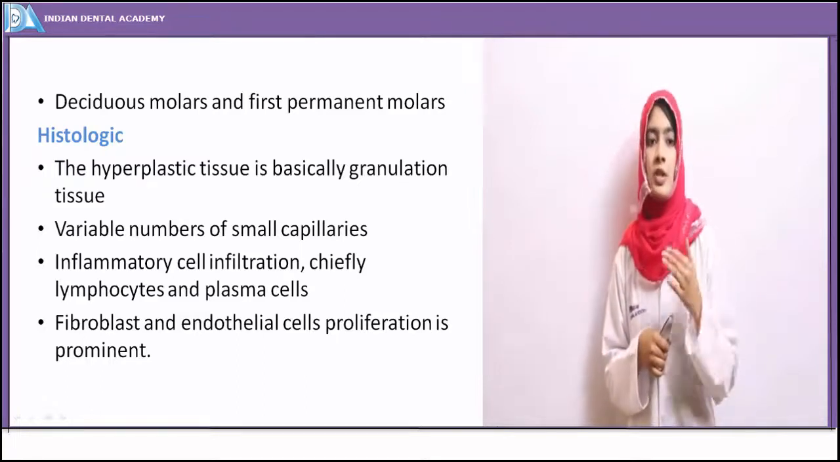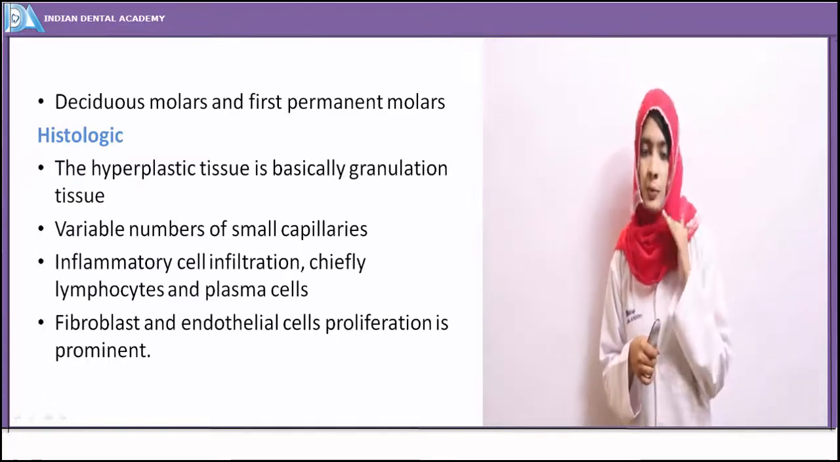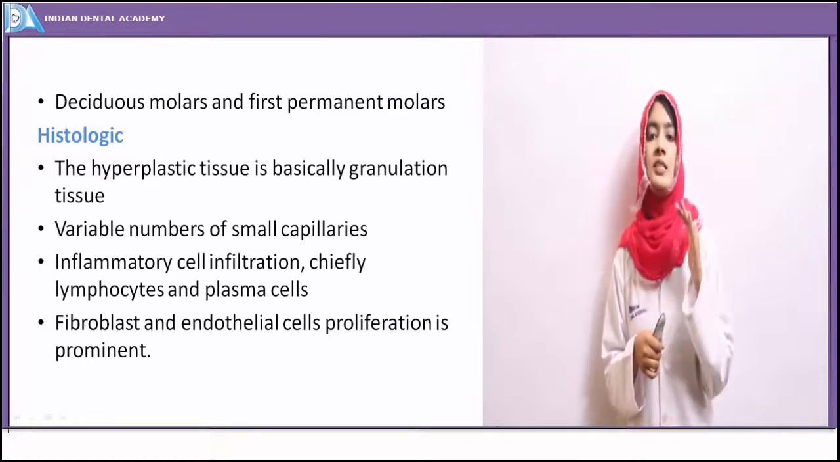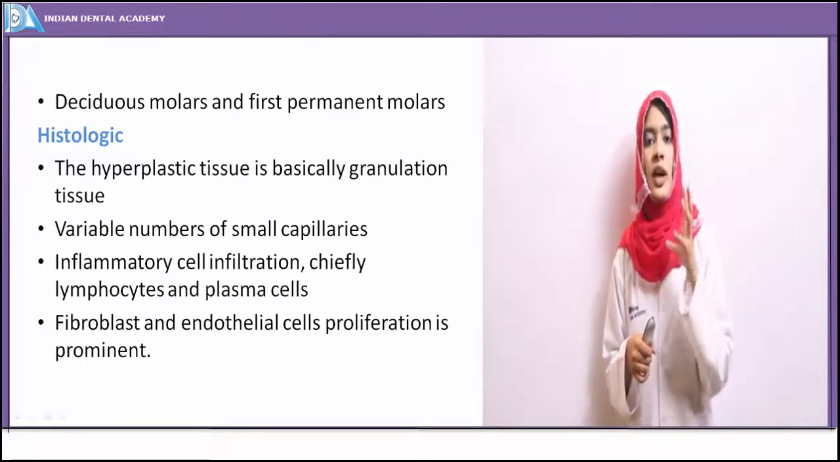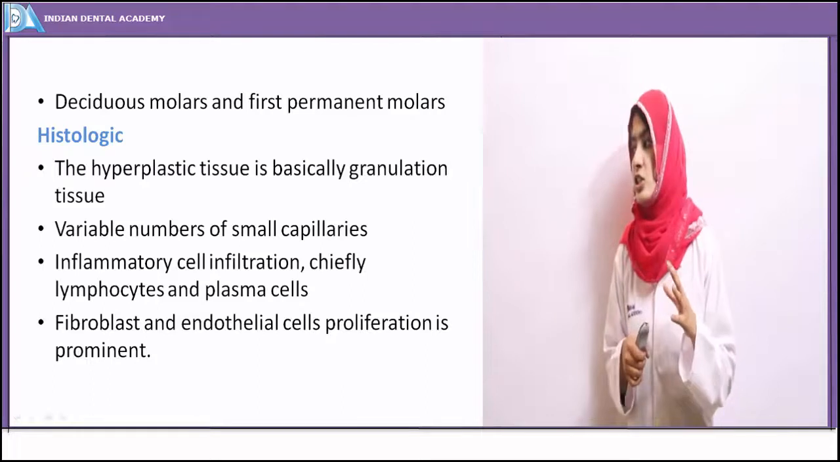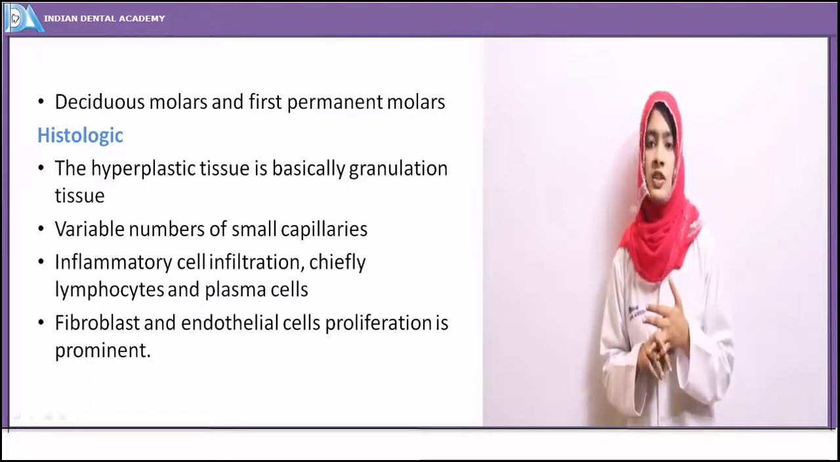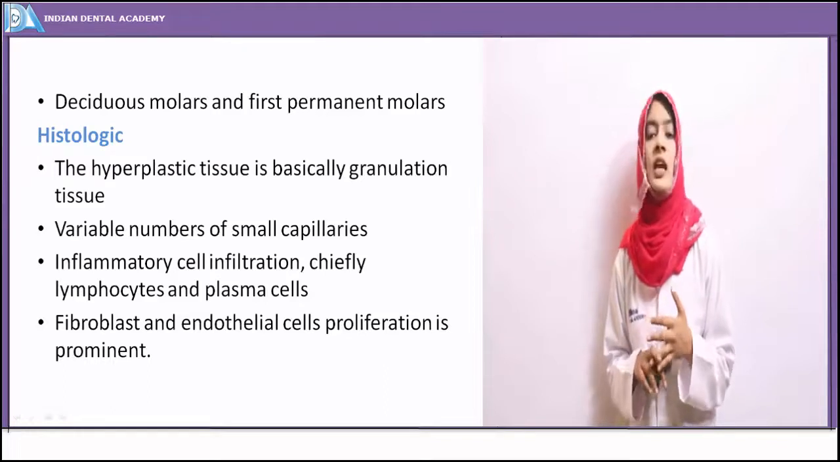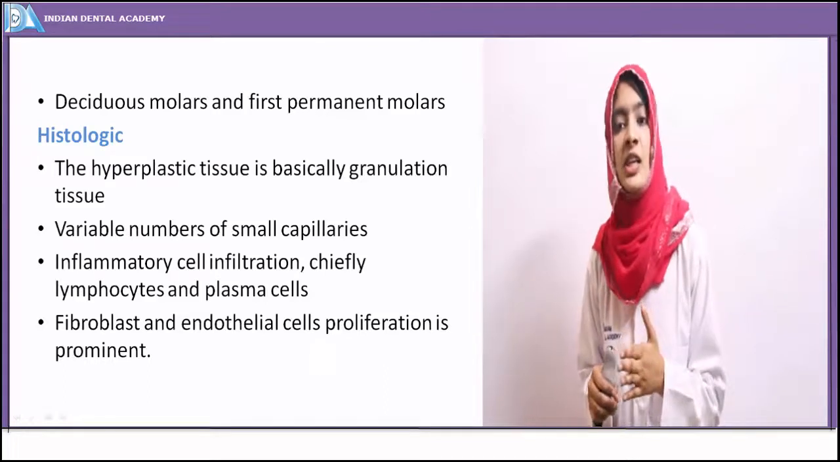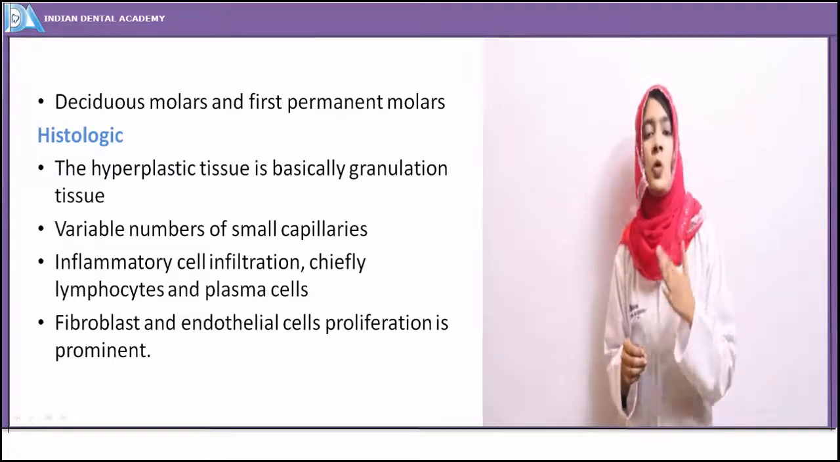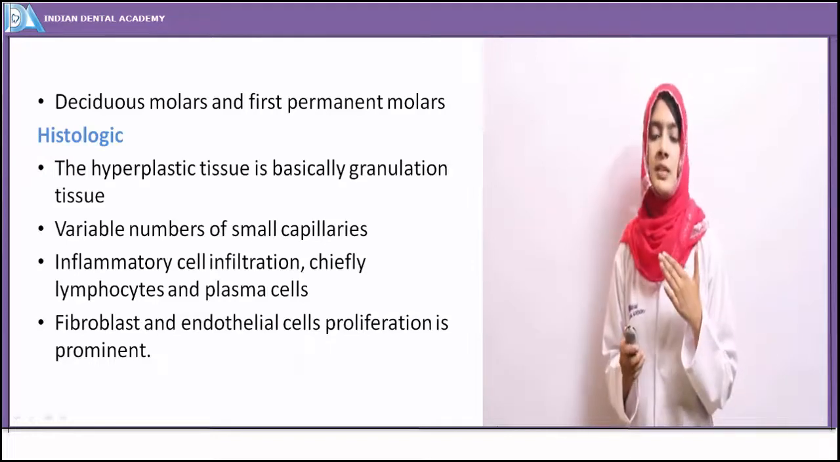Now when you see the microscopic picture, as I told you, this is a proliferative reaction of pulpitis, and it is basically a hyperplastic tissue. Granulation tissue is present. The granulation tissue shows a number of capillaries and inflammatory cell infiltration, chiefly lymphocytes and plasma cells, which are more prominent. Along with fibroblastic activity, endothelial cell proliferation is more prominent in cases of chronic hyperplastic pulpitis.